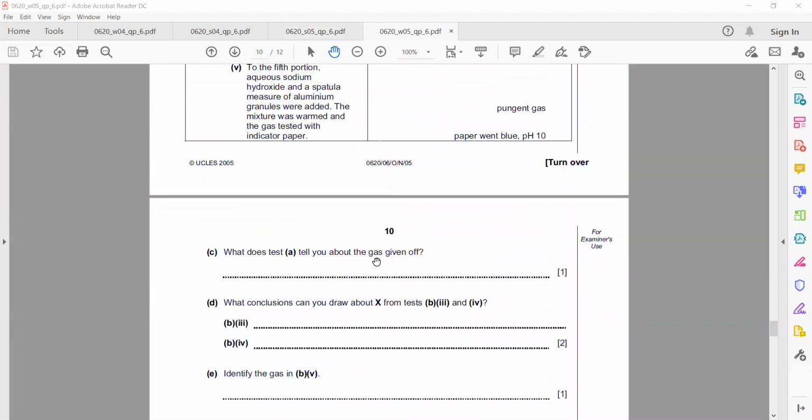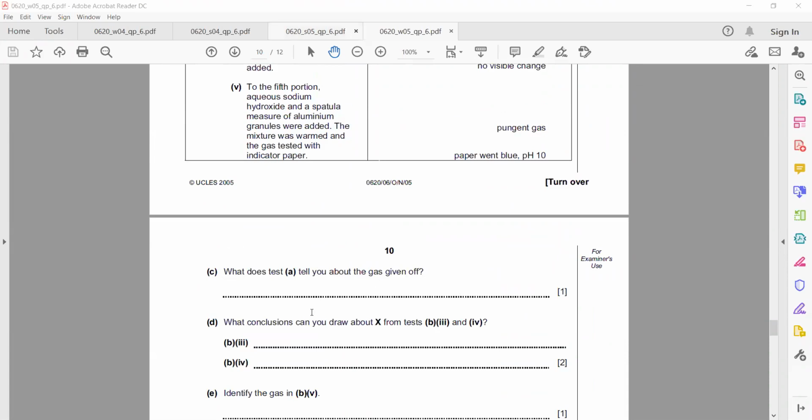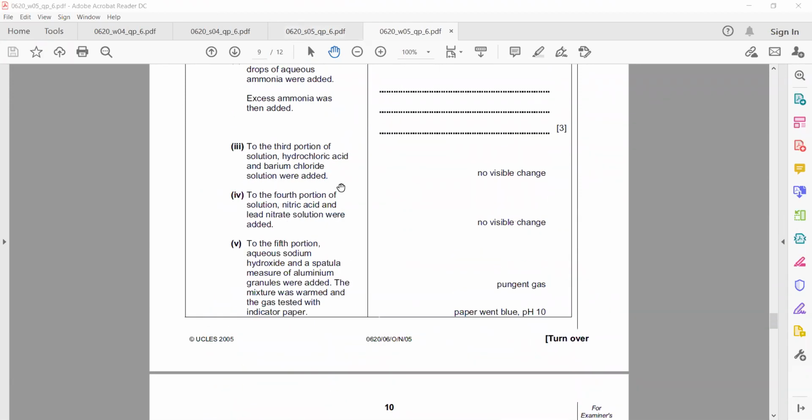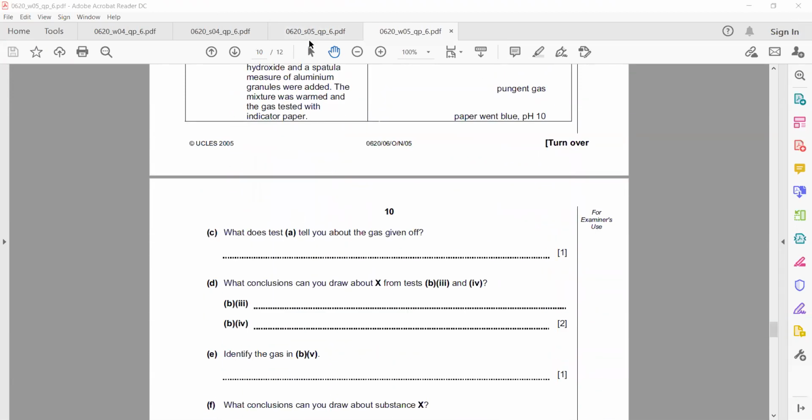So what does test A tell you about the gas given off? So acidic gas is given off because the pH paper turned red. What conclusion can you draw about X from test B2, B3 and B4? So B3 shows that there is no sulfate and B4 shows there is no halide. Identify the gas given off in B5. That gas is ammonia.